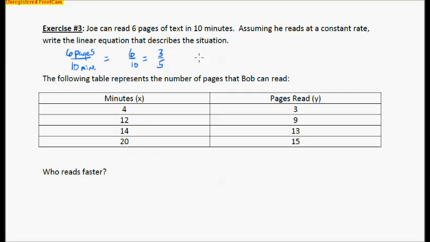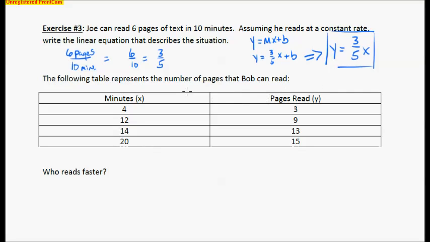Now, this is similar to a previous one where if we want to plug this into y equals mx plus b, so far I have 3/5. And what is that b going to be? Well, if you think about this problem, if he reads 0 pages, that's going to take him 0 minutes. All right, so that is a point that works for this equation. That means if I plug 0, 0 in for y and x, I'm just going to get b equal to 0. So that means my equation is going to look like that. There's my equation.